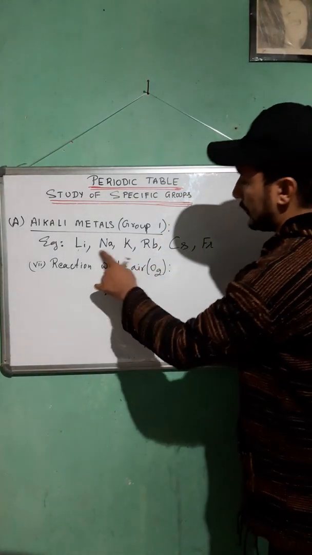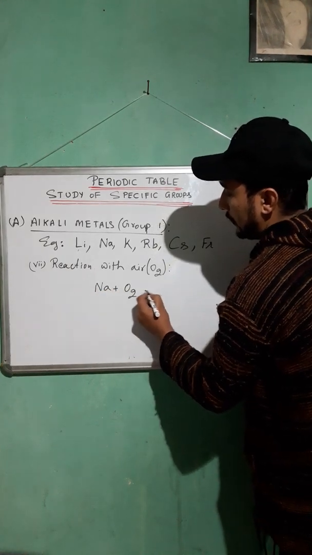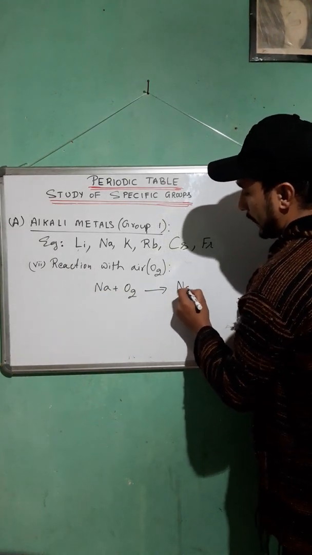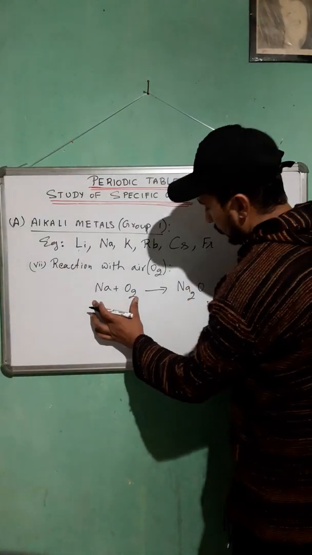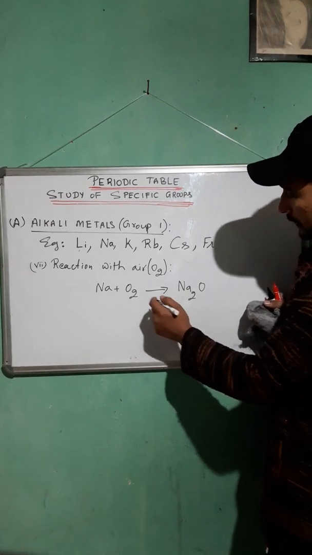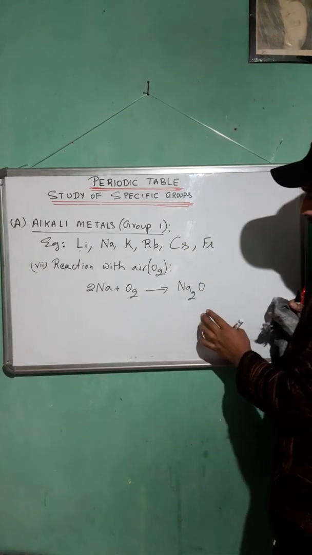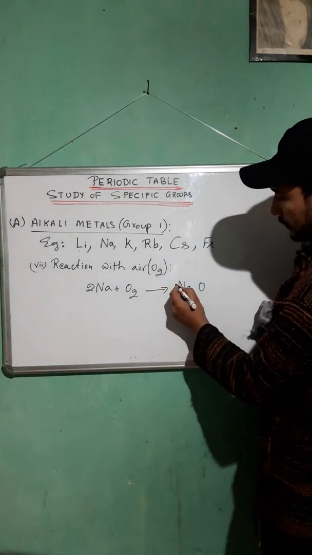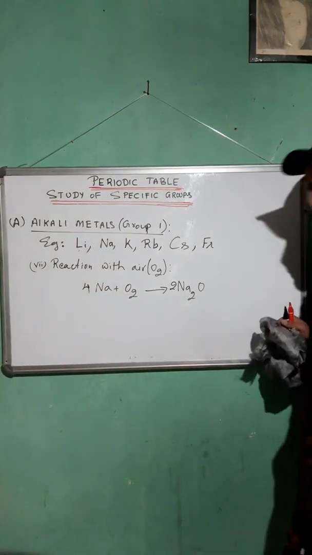When these metals react with oxygen, Na forms sodium oxide, Na2O. This reaction is very vigorous. So you have to balance it here. Put 2 here, and put 2 here, and put 4 here. So this is how it gets balanced.